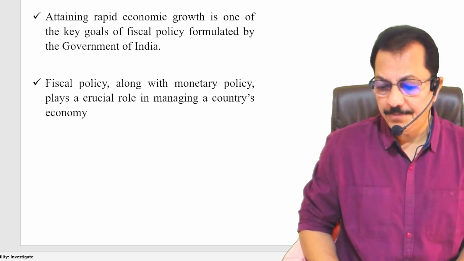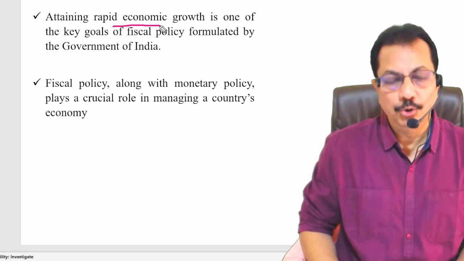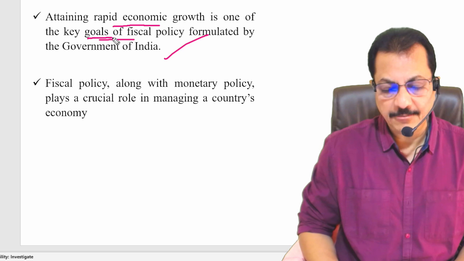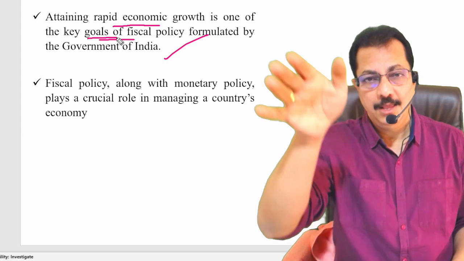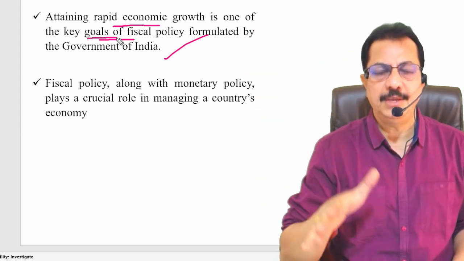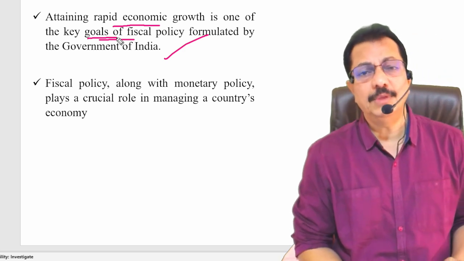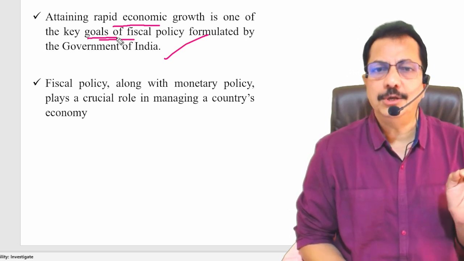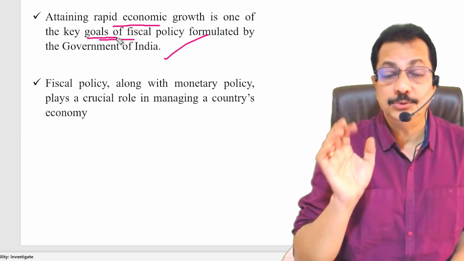Next, another important point with respect to fiscal policy is that attaining rapid growth is one of the key goals of fiscal policy formulated by the government of India. Goal is nothing but objective. Our topic is fiscal policy and objectives. I told you already, while discussing the fiscal policy, we will be coming to know the objectives of the fiscal policy. So this is one of the goals, one of the targets, one of the objectives, that is nothing but rapid economic growth. So government has to do its best for the rapid economic growth.